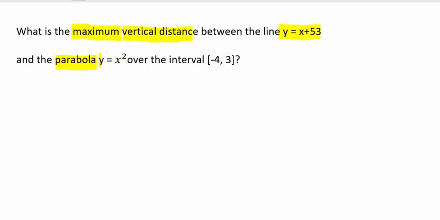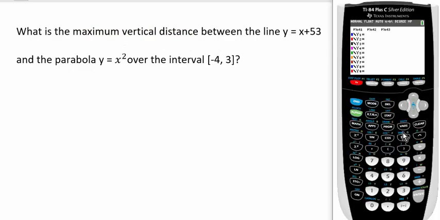So to give you an idea what this looks like, I'm going to go to my graphing calculator, press y equals, type x plus 53, enter, and y equals x squared. Now I'm going to go to my window by pressing the window key, and my x-min and x-max are such that I can see the graphs between -10 and 10, which is plenty big enough to see the interval -4 to 3 given in the problem. Going down to my y-min, I might put that at 0.